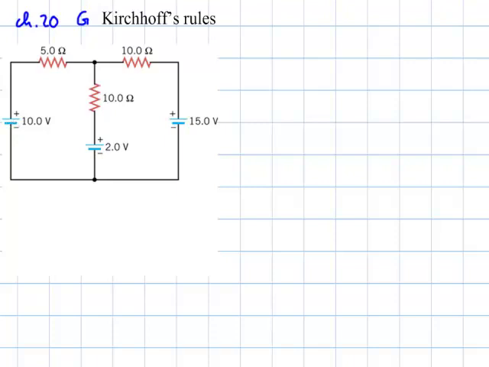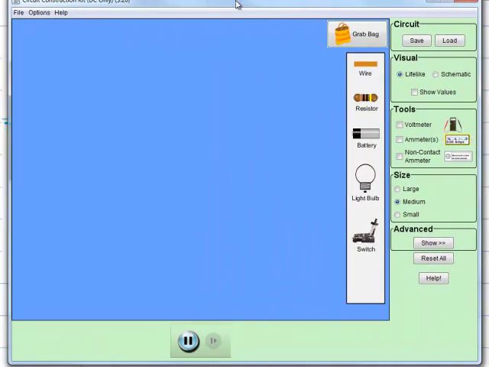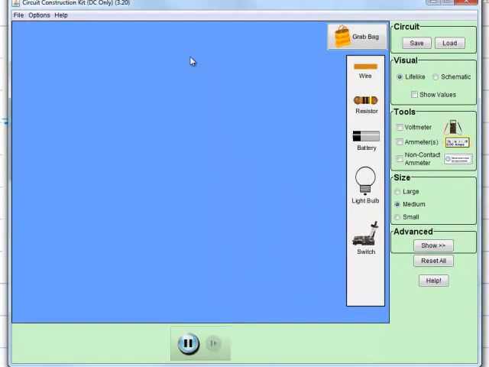I figured I'm going to start this problem out with actually doing the circuit on the circuit construction kit. And so I'm going to put a resistor here and there and there. And then I put a battery and another one and another one. And let's see, they're all turning up like this. Like that. And like that. There we go.